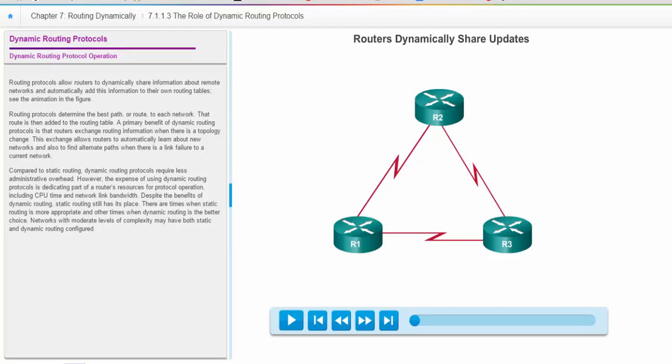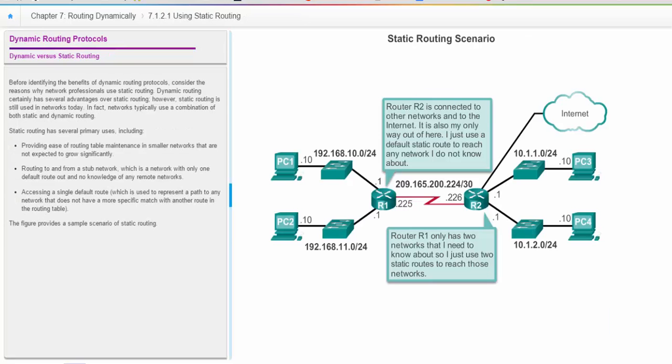Despite the benefits of dynamic routing, static routing still has its place. There are times when you need a static route and it's more appropriate to have that than dynamic routing. The networks with moderate levels of complexity have both static and dynamic routing configured in them. So they're not necessarily one or the other. You can use them in conjunction. When you're starting to identify the benefits of the dynamic routing protocol, there are different reasons that you might want to use static routing, and let's look at a few of those before we dive into our dynamic routing.